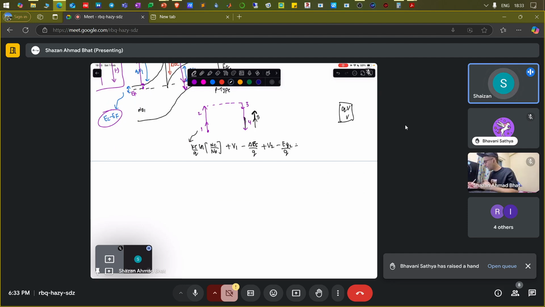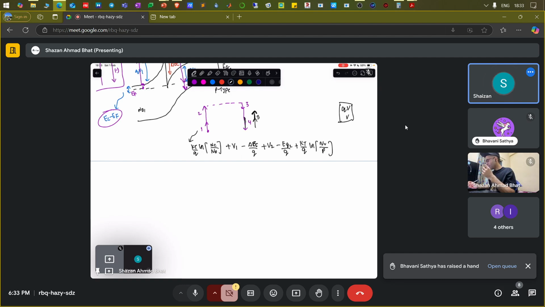And then you went again up, which is equivalent to the Fermi potential on the other side, which is ln of NV divided by, let's call it P. Let's call it some concentration.